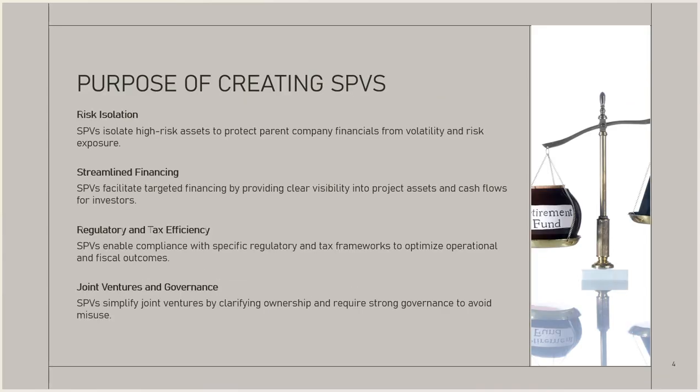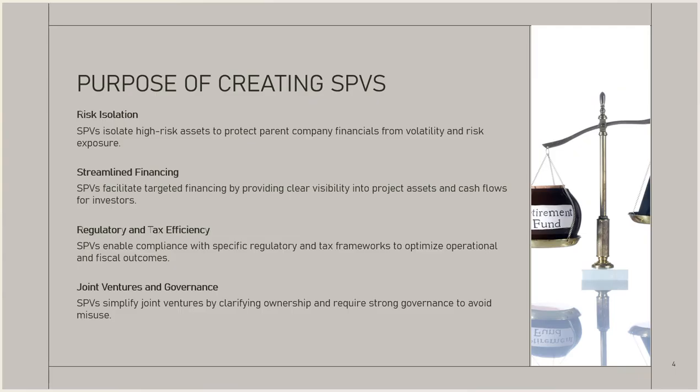Let's move on to the next slide, which is the purpose of creating a special purpose vehicle. Why do big projects or infrastructure projects create a special purpose vehicle? They create it for risk isolation, streamlining the financing, regulatory and tax efficiency, and joint venture and governance. The special purpose vehicle isolates high-risk assets to protect the parent company's finances from volatility and risk exposure. They want to protect the parent or core company from market volatility, different kinds of risks, or non-recourse finance.